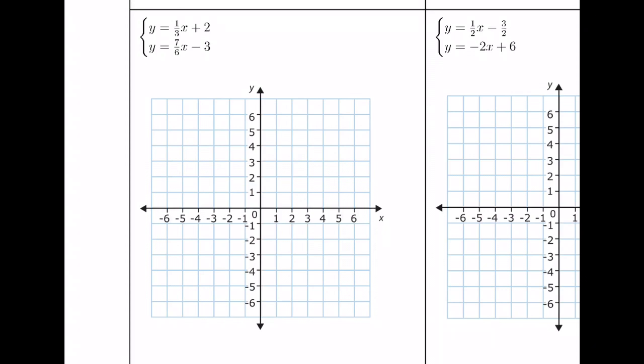The third system of equations. We'll start with plus 2, put a dot there, and move on to 1/3, which means we go up 1, right 3. It's always going to be to the right.